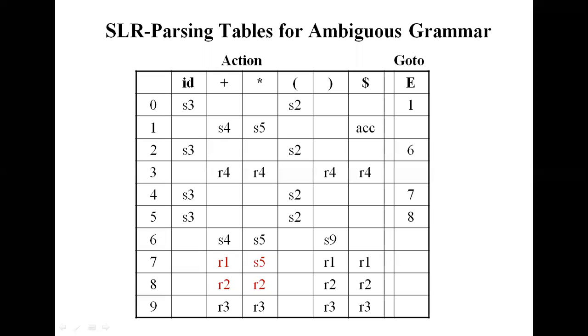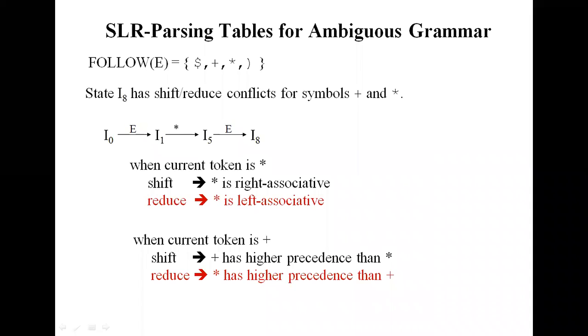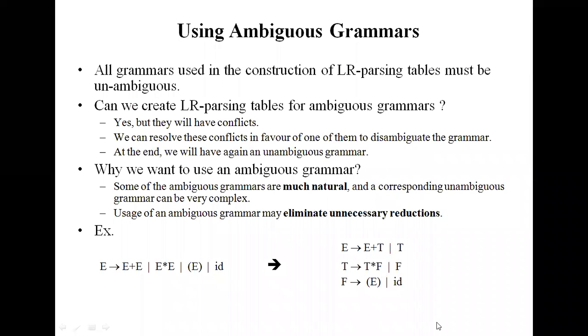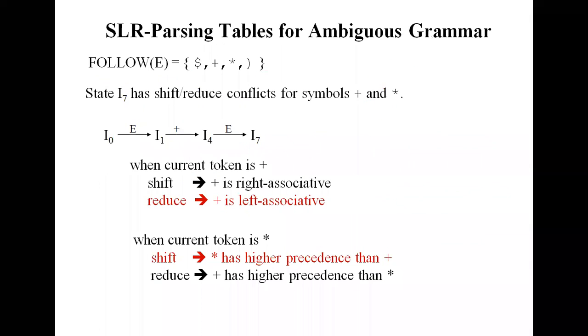No need to resolve the conflicts. Why we resolved them here is because the concept itself has a point: we can create LR parsing tables for ambiguous grammars, but we have some conflicts. By resolving those conflicts, we can turn the ambiguous grammar into an unambiguous grammar, and finally we show that it is an unambiguous grammar, right? To show that it is an unambiguous grammar, we resolve like this.